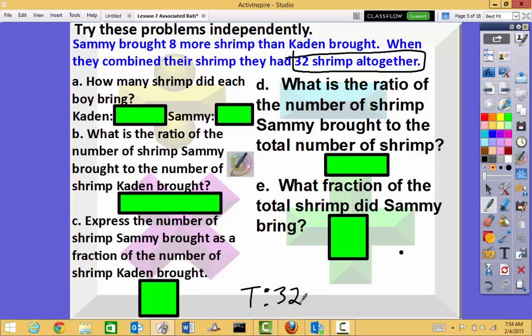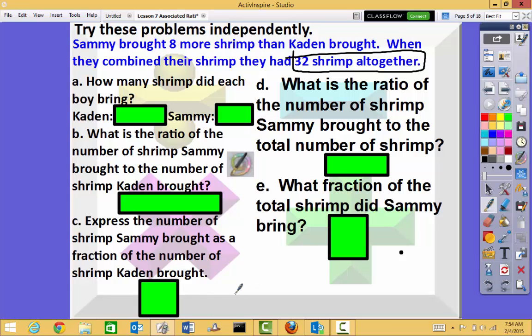It's saying Sammy brought more shrimp than Caden. In fact, he brought 8 more. So I'm just going to make a little tape diagram for me right there. Caden is going to have a smaller amount. So what I need to do is figure out what total number do I have that Sammy would have 8 more than Caden. Well, let's draw a tape diagram and see if we can't figure something out.